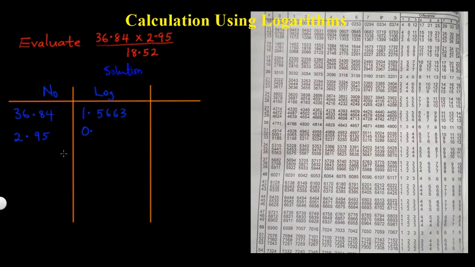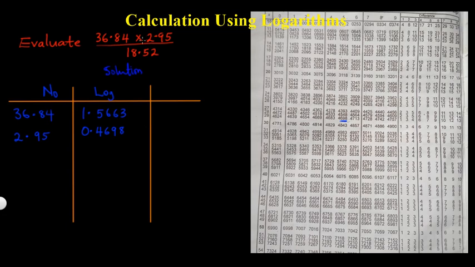We do the same thing for the logarithm of 2.95. That is going to be 29 under 5, which is 4698. So we've been able to check the logarithm of this.